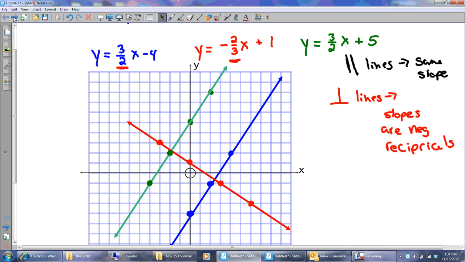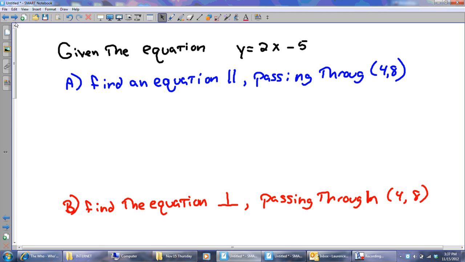All right, now, today what we're going to do is a review of something, but we're going to apply it to this parallel perpendicular idea.